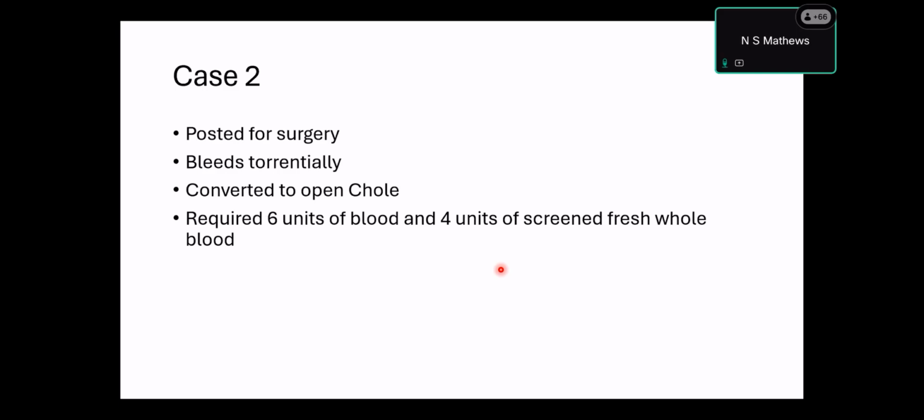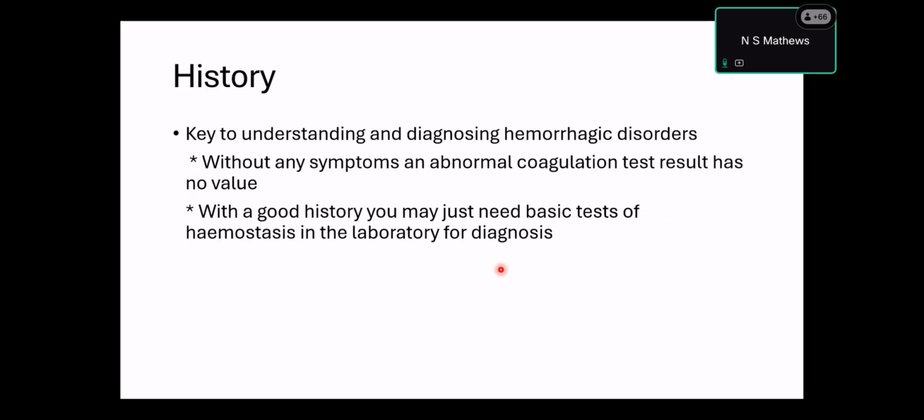So let's look. To start off with, rather than all the tests that you can do in the lab, it is always good to have a history. Why? Because history is key to understanding and diagnosing hemorrhagic disorders, and without any symptoms, an abnormal coagulation test result really has no value. On the other hand, with a good history, you may just need some basic tests of hemostasis in the laboratory for making a diagnosis.